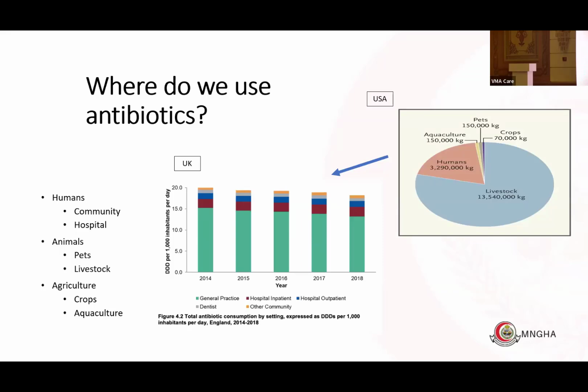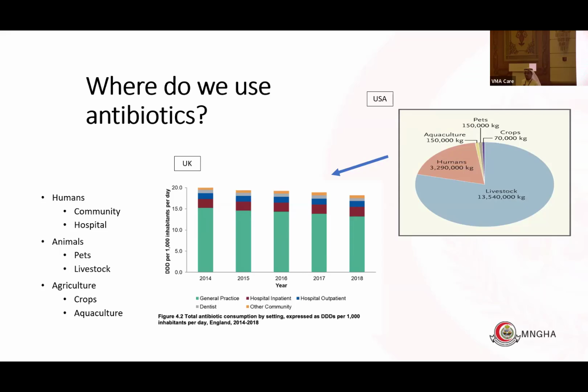Imagine more than 13 million kilograms of antibiotic has been used in animals in the US. See this huge number: 13.5 million kilograms of antibiotic is used in animals. There are also about 70,000 kilograms in crops, 150,000 kilograms of antibiotic used in pets, and also in agriculture and aquaculture. And 3.2 million is used in humans.